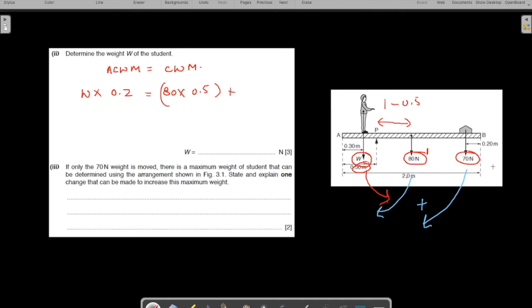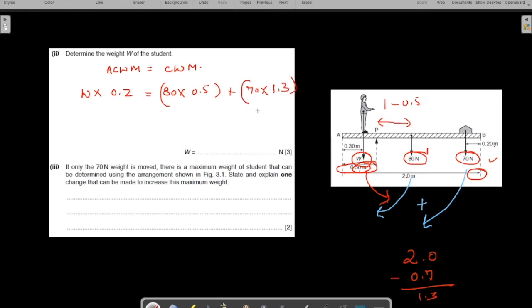plus the moment of 70 times its distance from the pivot. How much is this distance? This would be this, okay, 2 minus this much and this much. So 2 minus 0.7, which becomes 1.3. Are we doing everything correct?